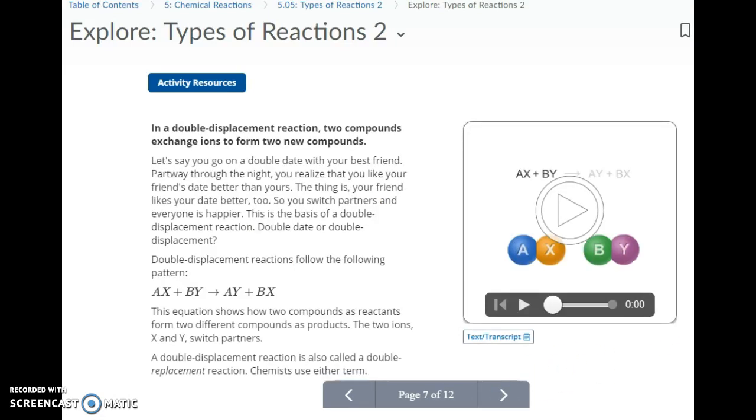All right, let's go to the next one. In a double displacement reaction, 2 compounds exchange ions to form 2 new compounds.